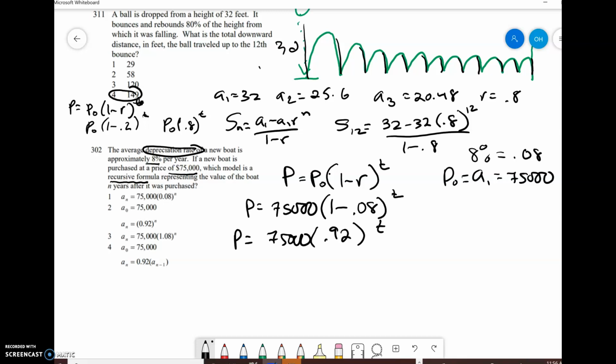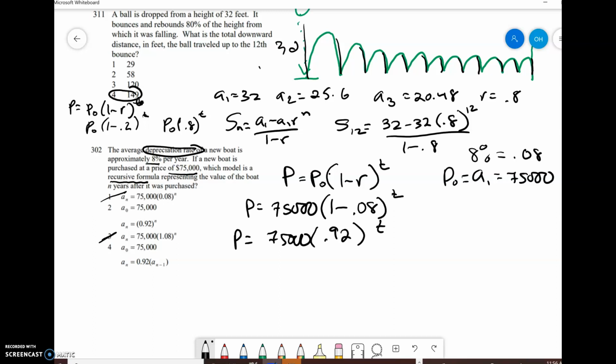So what I want to do here is find out whether, if I have the explicit formula here, this looks like an explicit formula. Actually, I'm looking for the recursive, but I want to see if they put the explicit here, just in case. This is another explicit formula, which is dead wrong. That would be if the boat was appreciating 8% per year. So my only two recursive formulas are 2 and 4. That's just the explicit formula, just so you know.